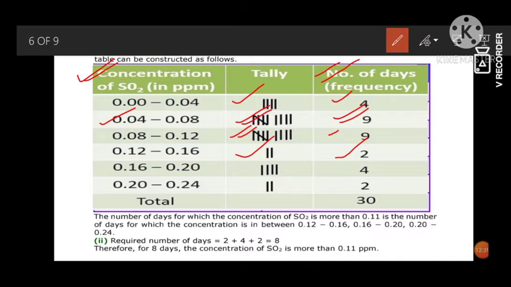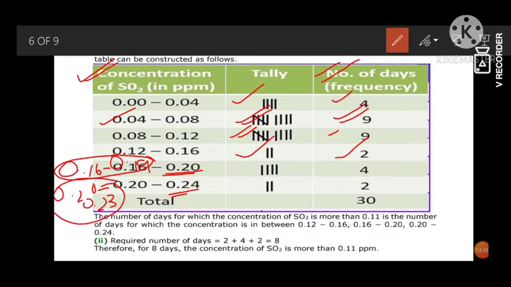Then 0.16 to 0.20. So we will consider 0.16, 0.17, 0.18, 0.19, till 0.19 we will consider. So from 0.16 till 0.19 we will consider. We will not consider the last one. Again 0.20 till 0.23 we will consider. We will not consider the last one.